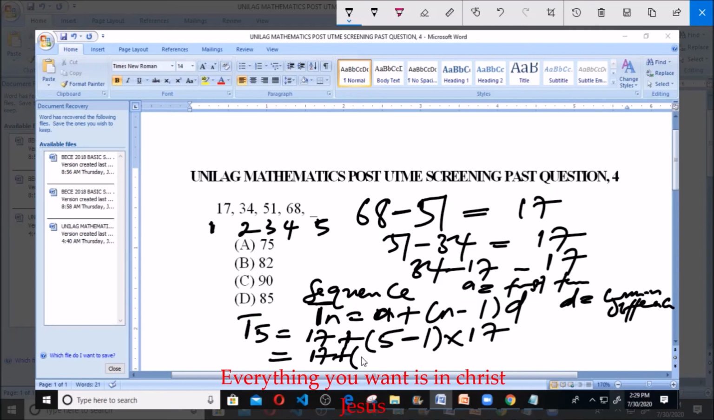85 is the correct answer. So the fifth term in this sequence is 85. That's what the question is asking us to find. So the answer to this particular question is D, 85.